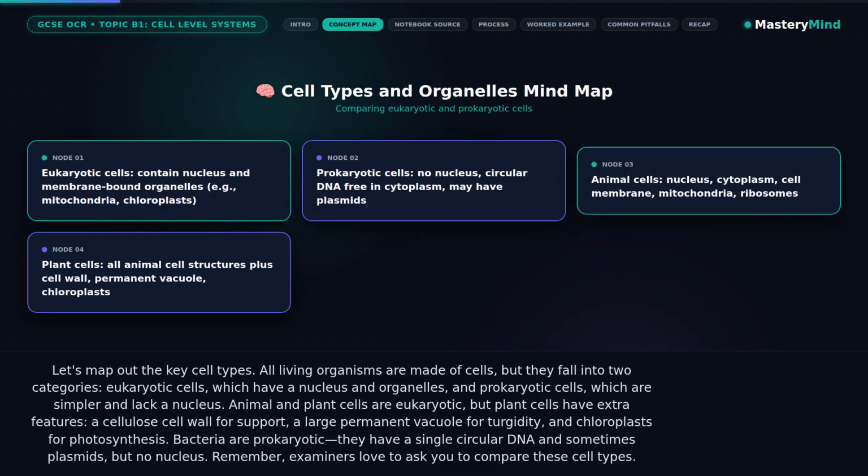All living organisms are made of cells, but they fall into two categories: eukaryotic cells, which have a nucleus and organelles, and prokaryotic cells, which are simpler and lack a nucleus. Animal and plant cells are eukaryotic, but plant cells have extra features: a cellulose cell wall for support, a large permanent vacuole for turgidity, and chloroplasts for photosynthesis. Bacteria are prokaryotic. They have a single circular DNA and sometimes plasmids, but no nucleus. Remember, examiners love to ask you to compare these cell types.